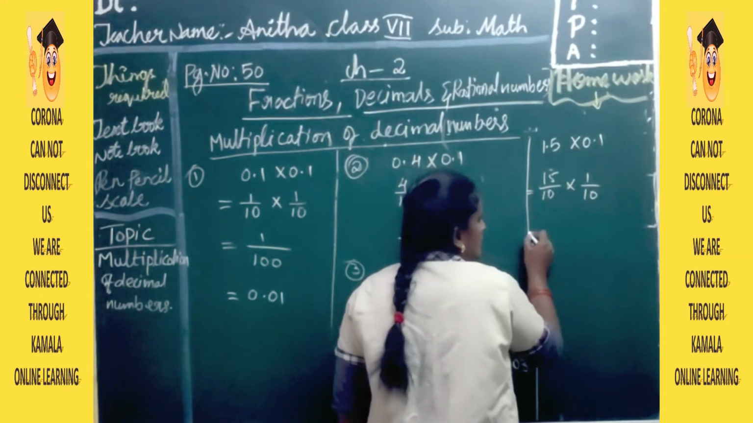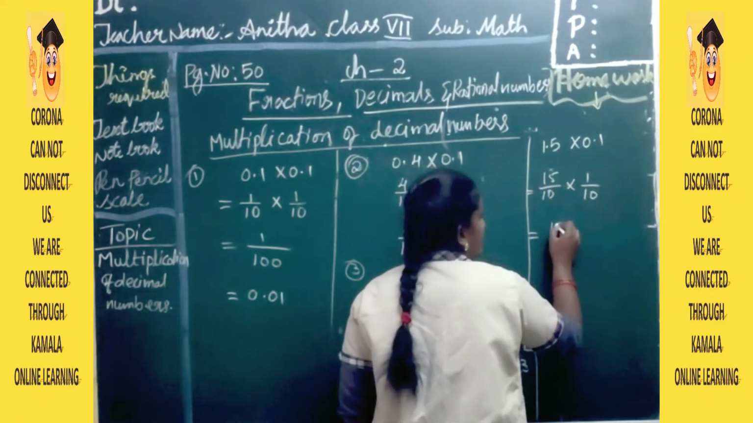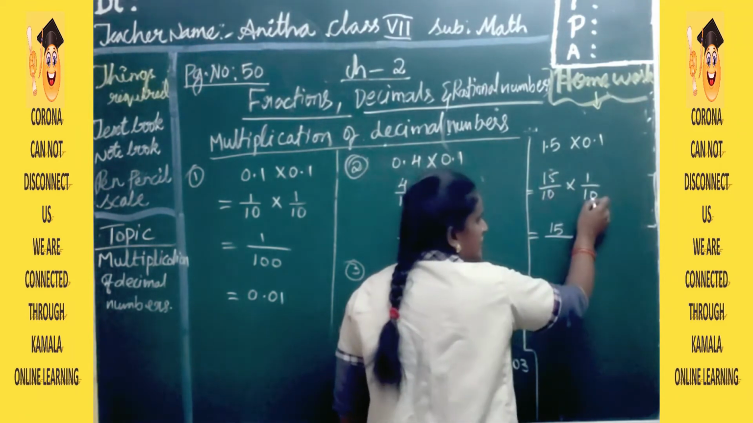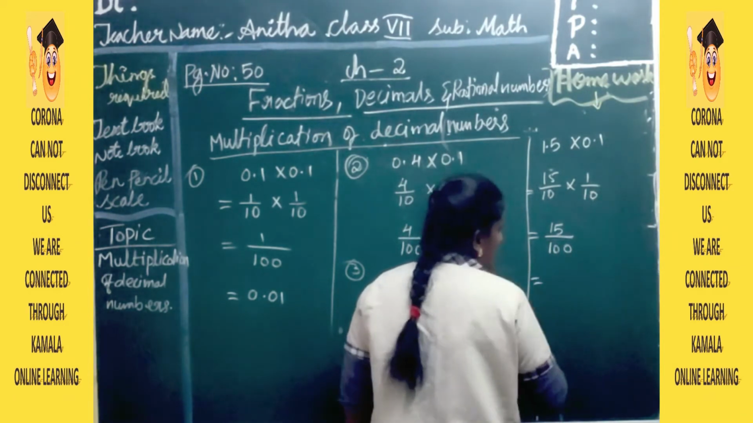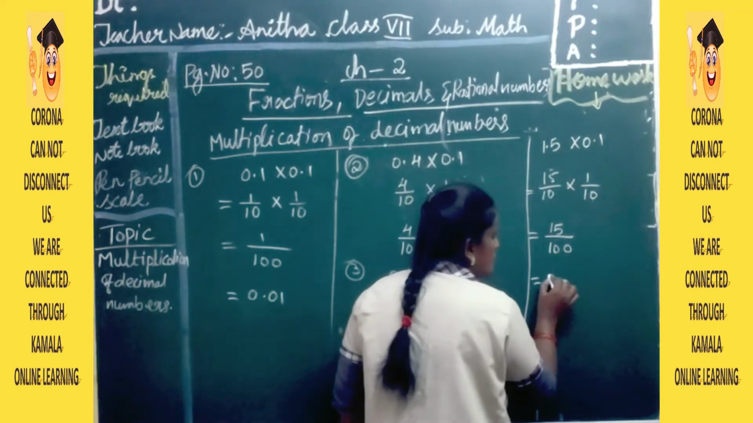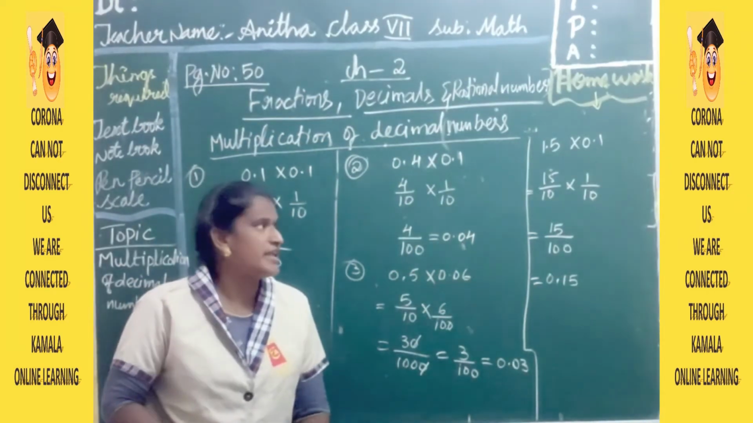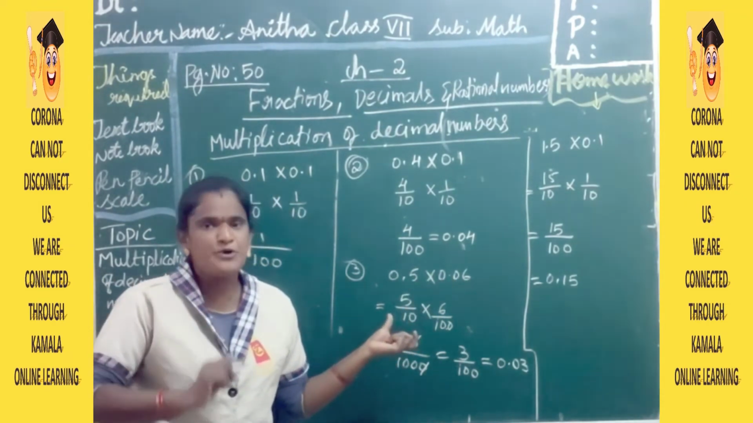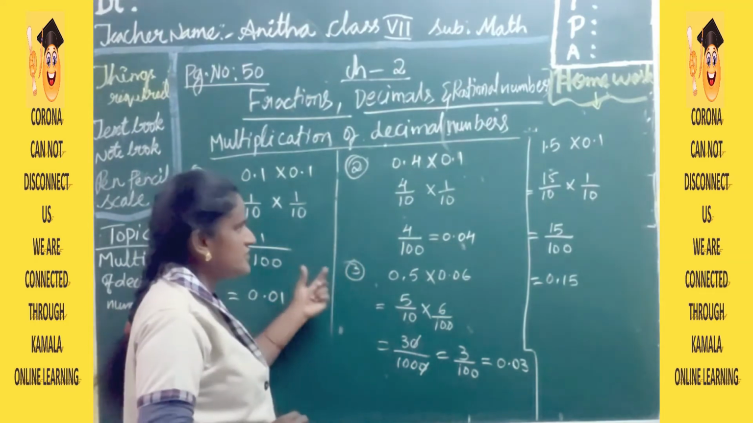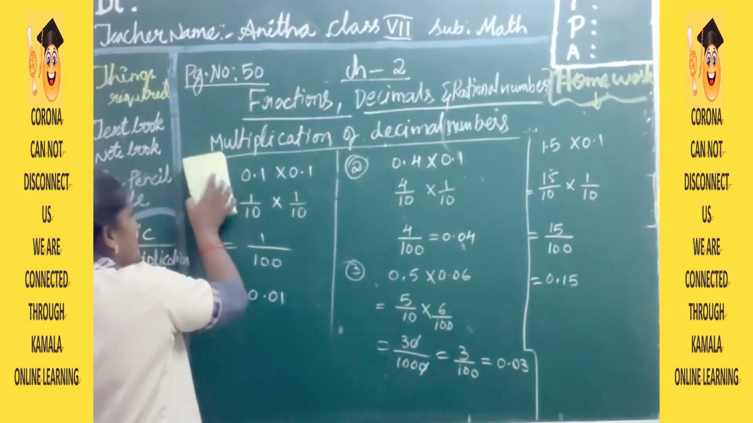Now we are going to multiply numerator values first. 15 into 1, 15 ones are 15. 10 into 10, 100. So 15 by 100, which can be written as 0.15. Our answer is 0.15. Yes, children, it is very easy and simple for you if you listen properly. Okay? Understood, children, everyone? Now I am going to start Exercise 6 problems.